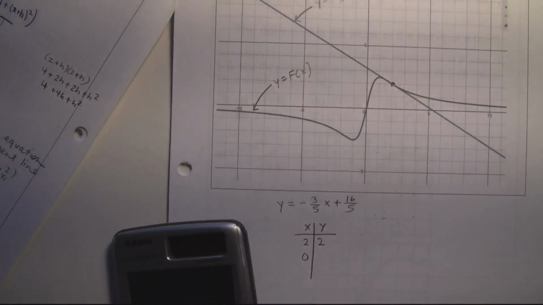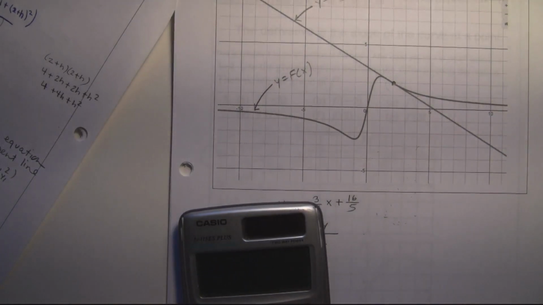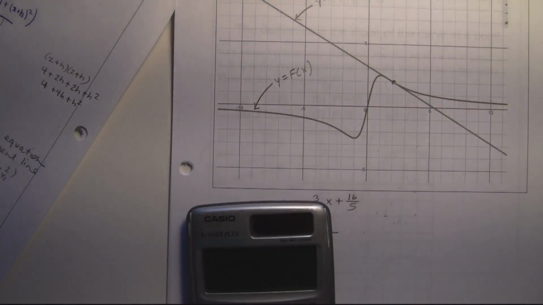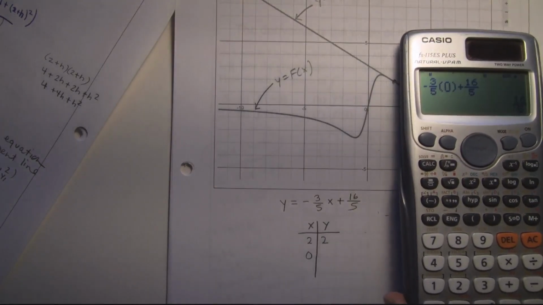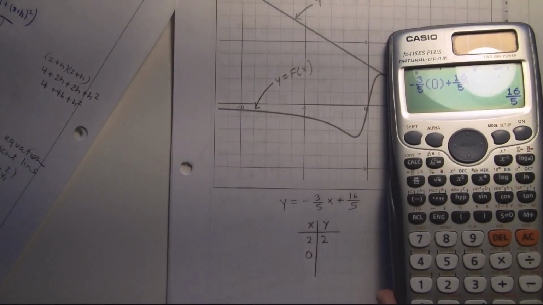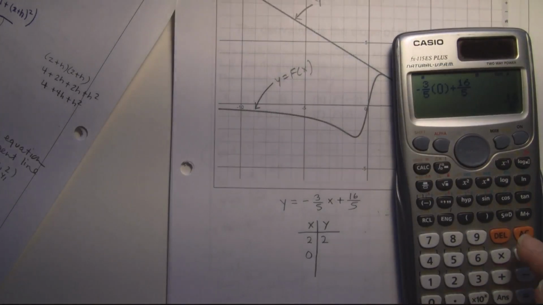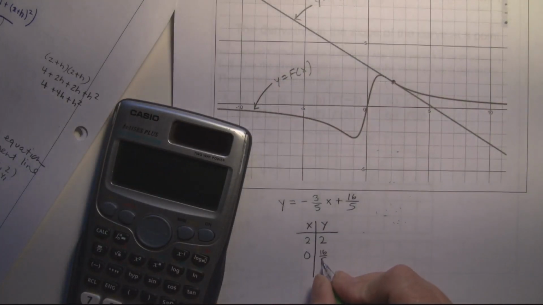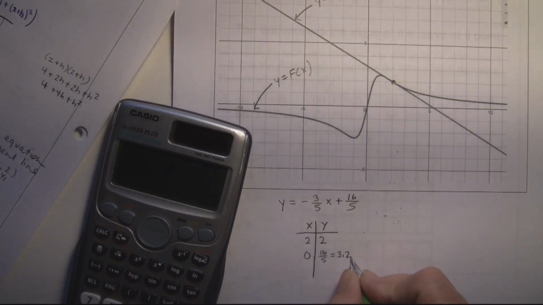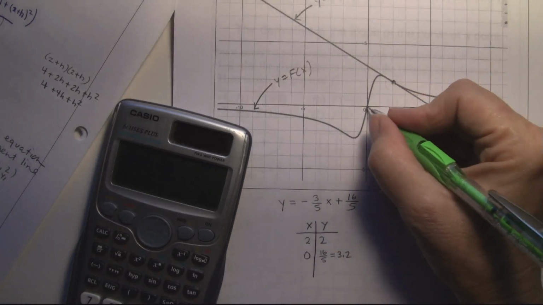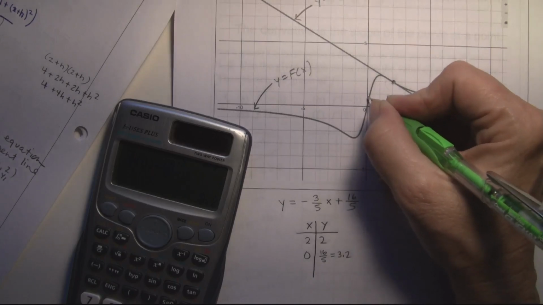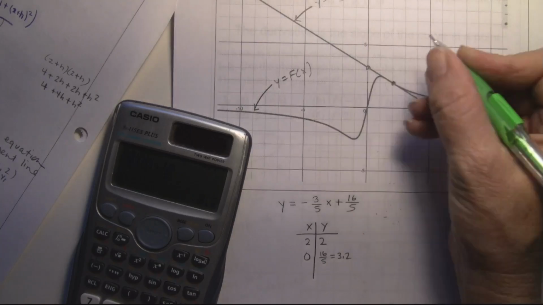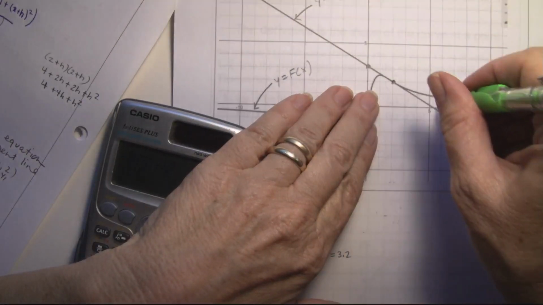I already have that on my calculator, so I'm going to delete out the 2 and put in 0. I got 16/5, no surprise there, if I put in 0. And 16/5 is around 3.2. So this is 16/5 or 3.2. I'm going to go over 0, starting here at the center, and up 1, 2, 3, and just a tiny bit more. Then I would take my ruler and draw a line through there.